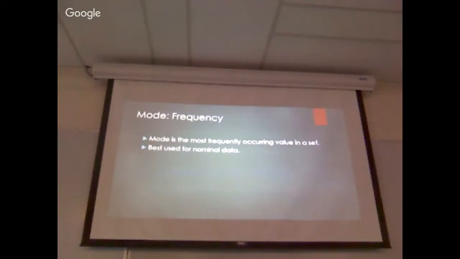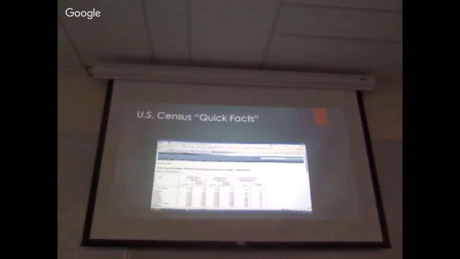Mode. Frequently occurring value in a set. Best if you're using nominal data. Not a lot of times where we use the mode to try to calculate some kind of differences among populations. We'll just note it in terms of, here's the one that occurs most frequently.